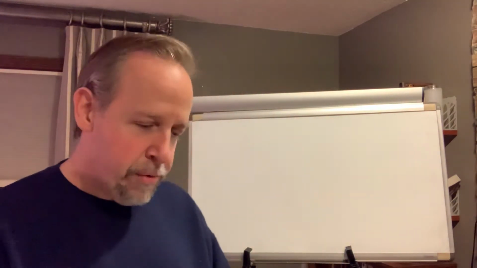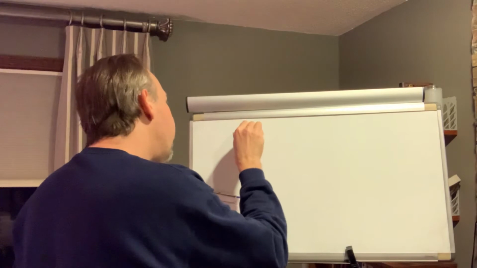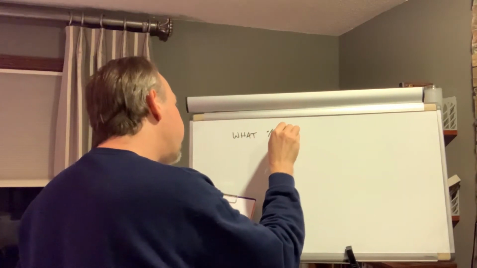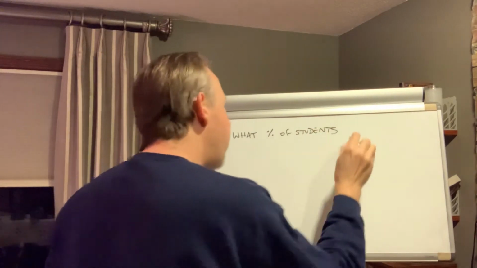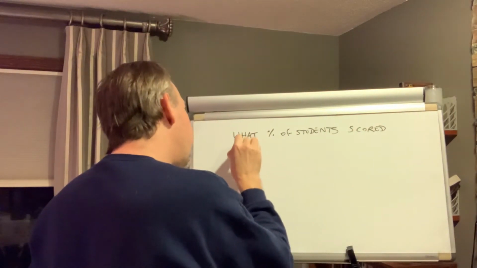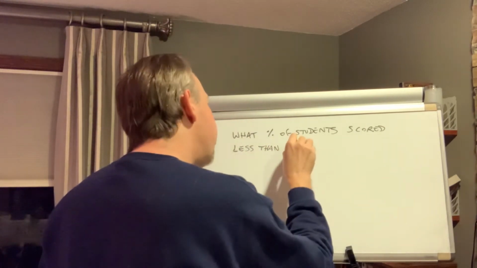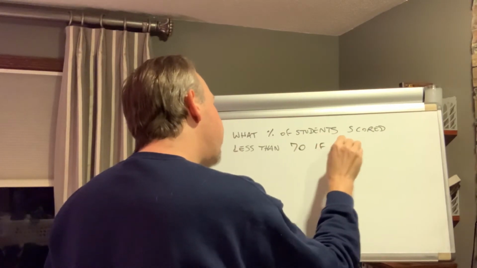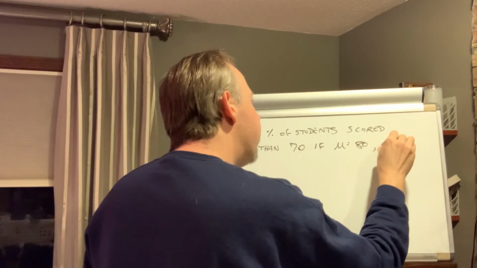Okay. Let's try an example where we're going to see if we could figure out how to use the table appropriately. Okay? Here's an example. So I'll say, what percent of students scored less than a 70 on a test if the mean is 80 and the standard deviation is 4.